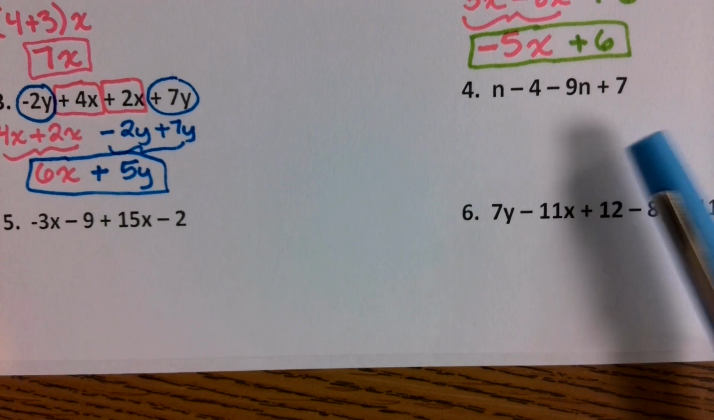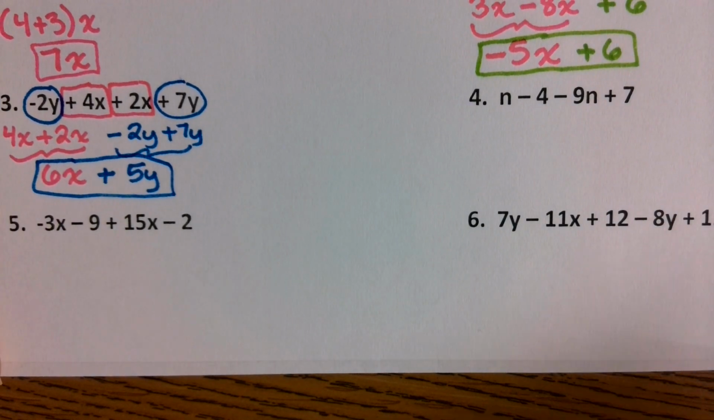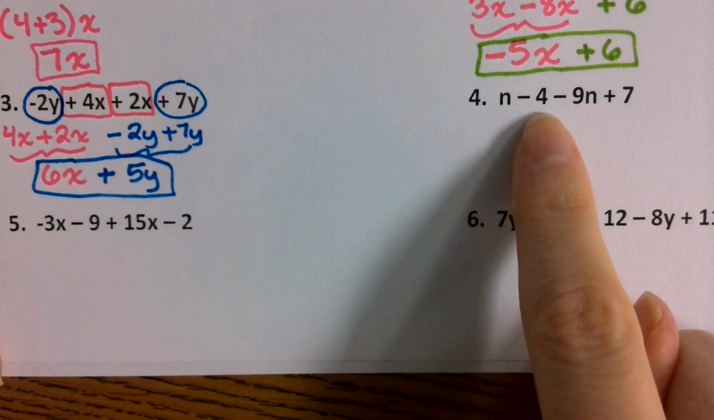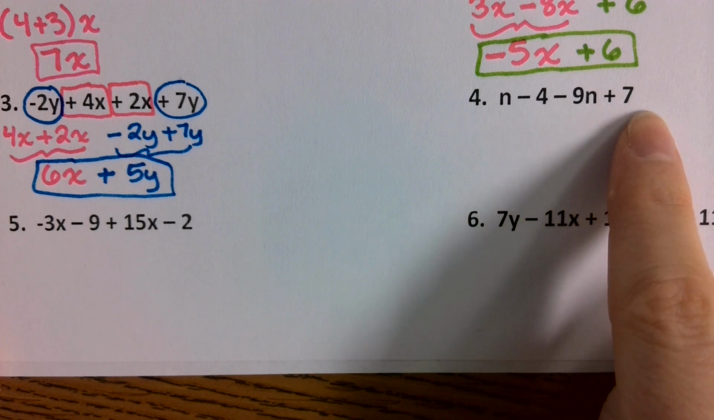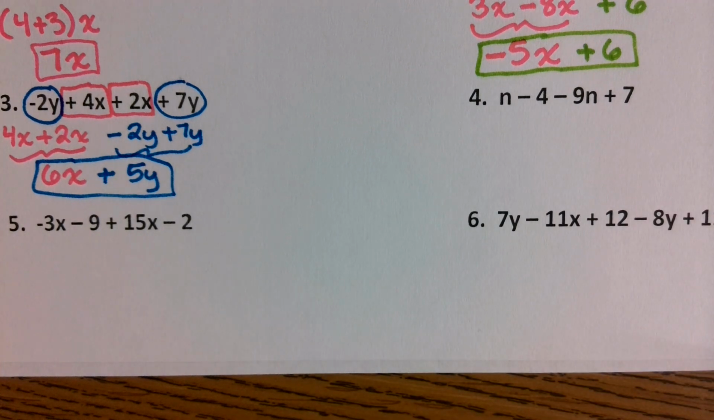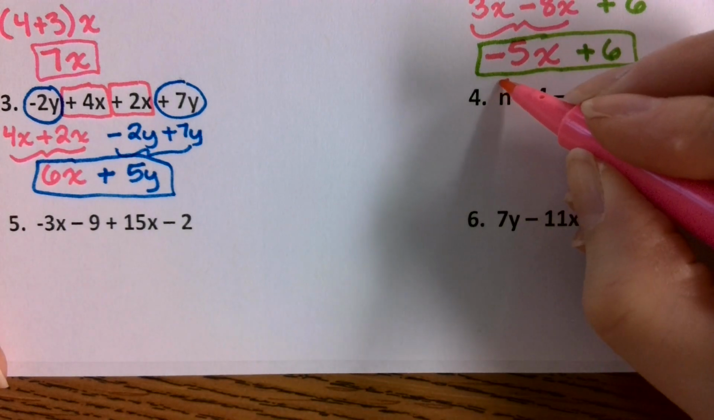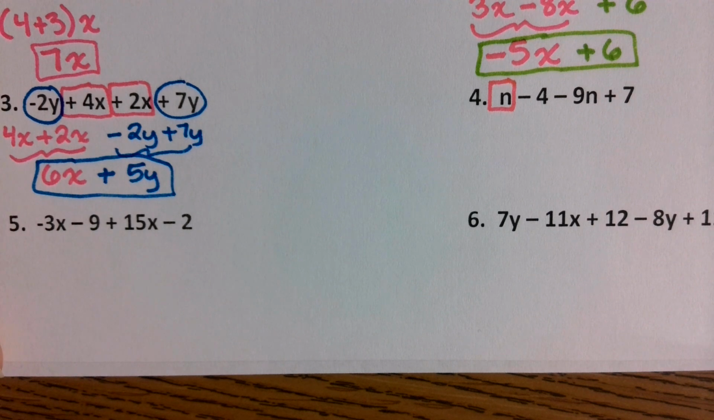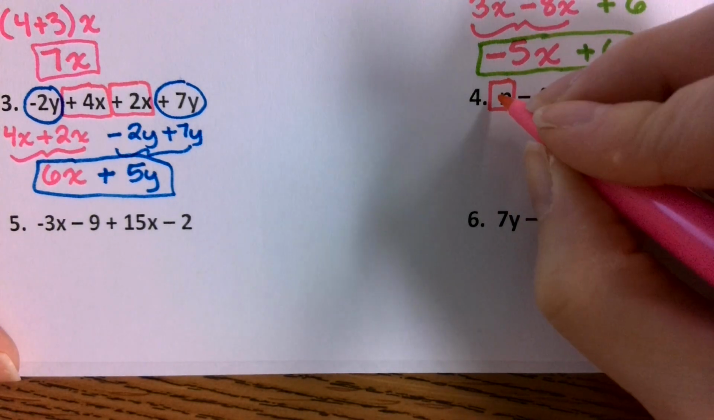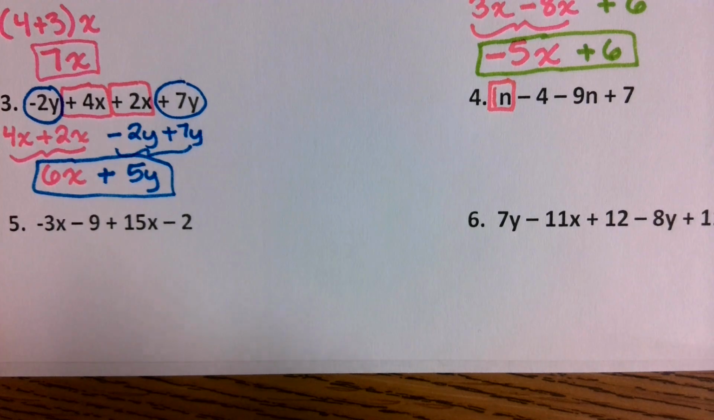Let's take a look at number 4. We have n minus 4 minus 9n plus 7. So let's start with the variables. We have an n, but it doesn't have a coefficient written there. What do I automatically know is there if it's not written? A 1. A 1 is written there, so I'm going to put a little 1 right there.